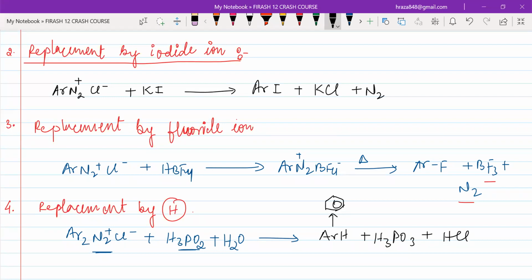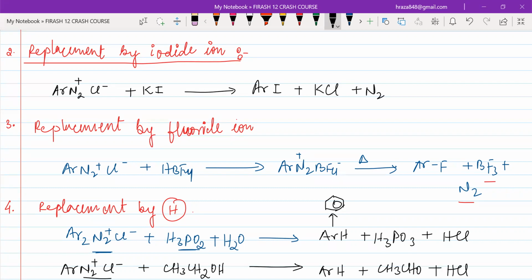along with HCl. There is another way to replace with hydrogen or convert it into benzene, that is using alcohol, CH3CH2OH, which is ethanol. So this will be reduced into benzene and this will be oxidized into aldehyde along with HCl plus N2. I forgot to write N2. Very, very easy.